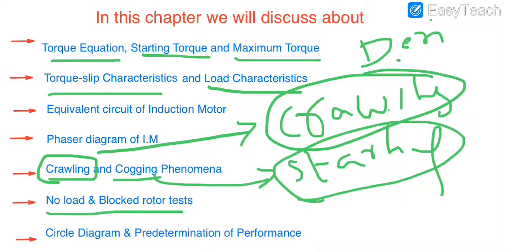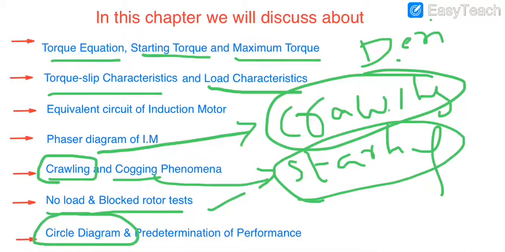Next, coming to the testing. Every machine we have to test whether it is working properly or not. For that we have two tests. One is called the no load test, which is equivalent to the open circuit test of a transformer, and the blocked rotor test, which is equivalent to the short circuit test. So we have two tests, no load and blocked rotor. With the help of these tests we are able to draw the circle diagram.